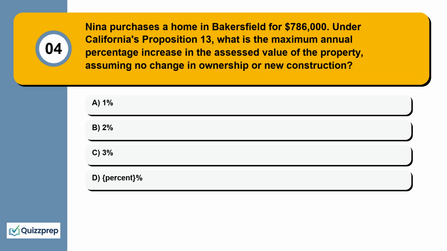Question 4. Nina purchases a home in Bakersfield for $786,000. Under California's Proposition 13, what is the maximum annual percentage increase in the assessed value of the property, assuming no change in ownership or new construction? 1%, 2%, 3%, 4%.